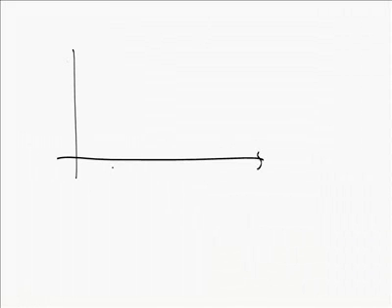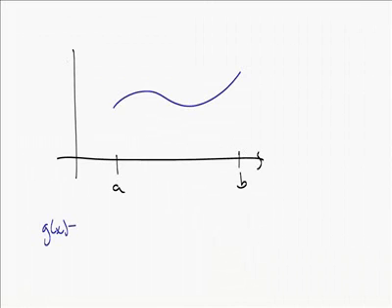Okay, so with that in mind, let's go ahead and look at that function again, g of x. So we have some function f of x defined from a to b, and we're going to say that g of x is going to be the integral from a to x of f of t dt. Now again, what that does is it sweeps out an area.